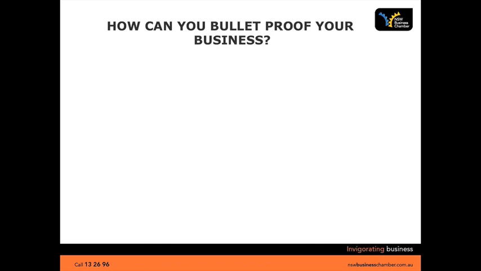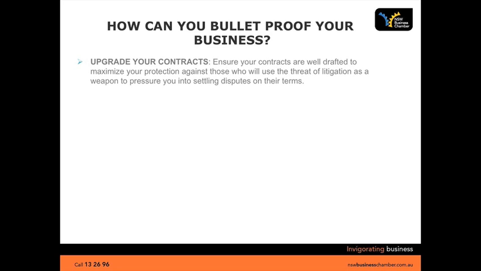How can you bulletproof your business? The first area of focus is always your contracts. This is the primary source of disputes that escalate out of control, that you get exposed to persons who will up the ante on you quickly using the litigation hijack. You can avoid it by having well-drafted contracts and maximize your protection against this threat.